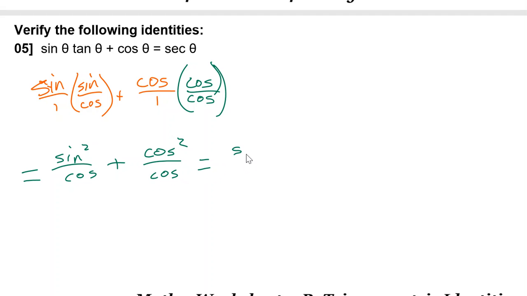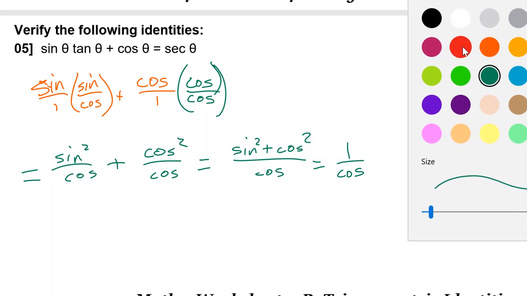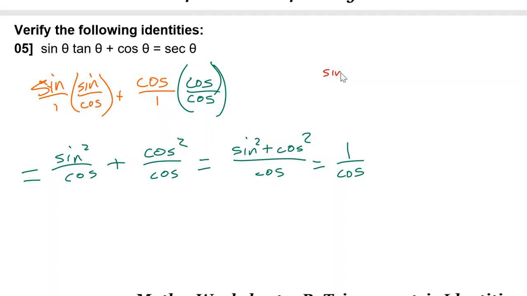And by the time you put them together on the same fraction, because they both have the same denominator, you can rewrite this as 1 because sine squared plus cosine squared equals 1. And 1 over cosine is secant.